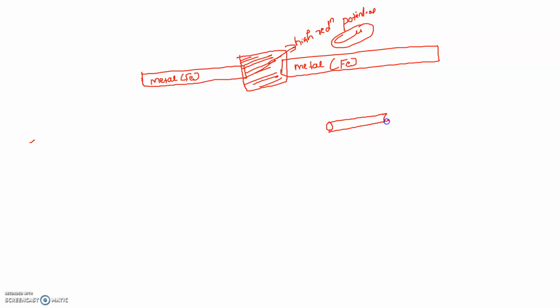This is an iron pipe. We have another iron pipe. This is the other iron pipe.